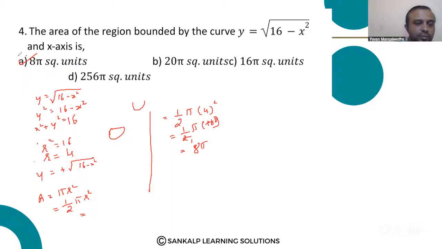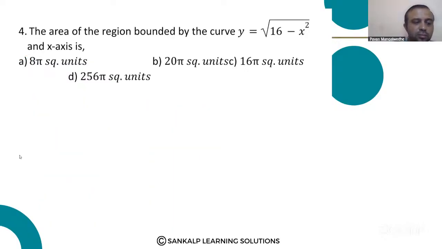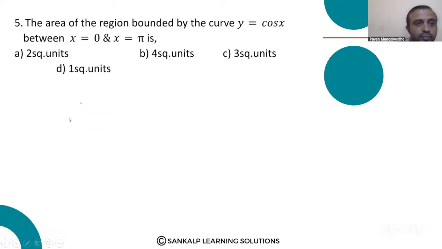Next one is question number 5. The area of the region bounded by the curve y equals cos x between x equals 0 and x equals pi is: 2 square units, 4 square units, 3 square units, or 1 square unit. Just try to find the answer. Again, 10 to 15 seconds for you. Try to solve this.